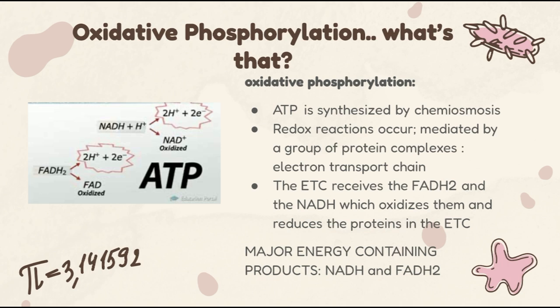The electron transport chain is a group of protein complexes that receive FADH2 and NADH and oxidize them. As the protein complexes in the ETC are reduced, energy is released. These electron carriers are the major energy-containing carriers, as they contain not only the electrons needed for the reaction, but also the energy used to make a proton gradient, which will be mentioned later.